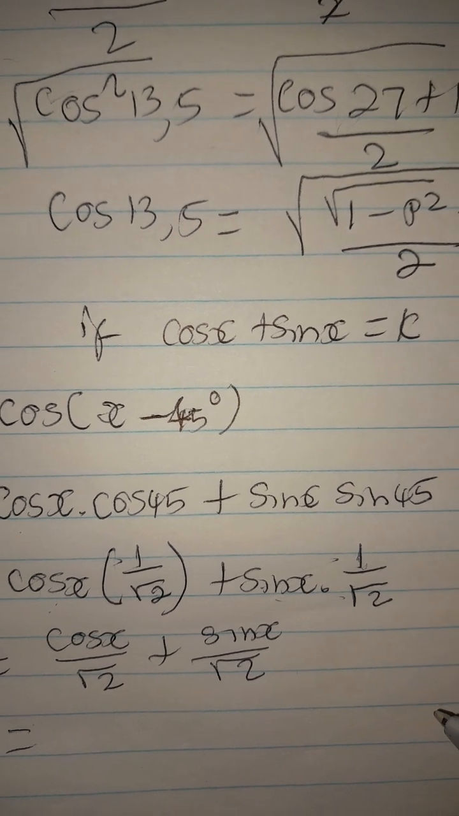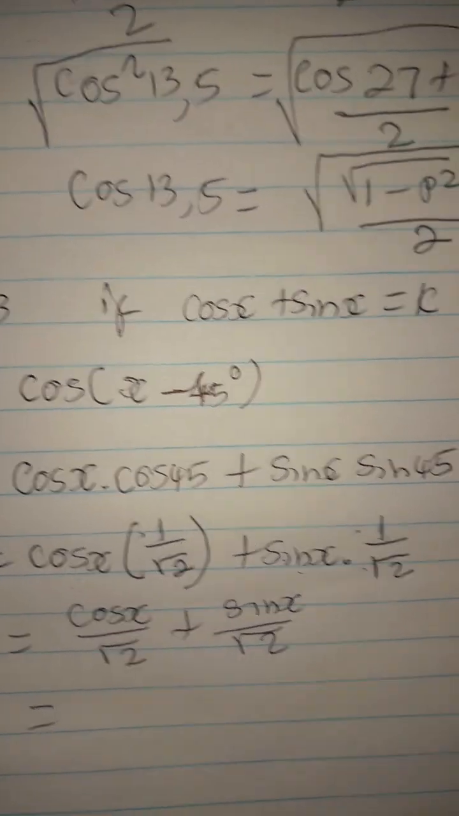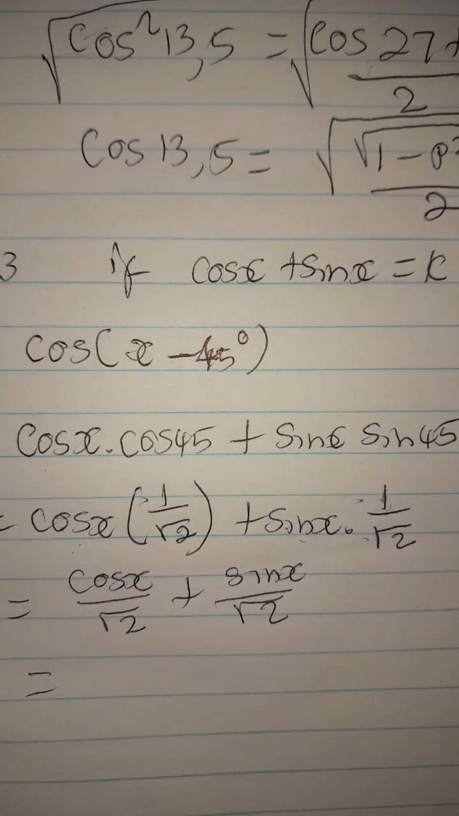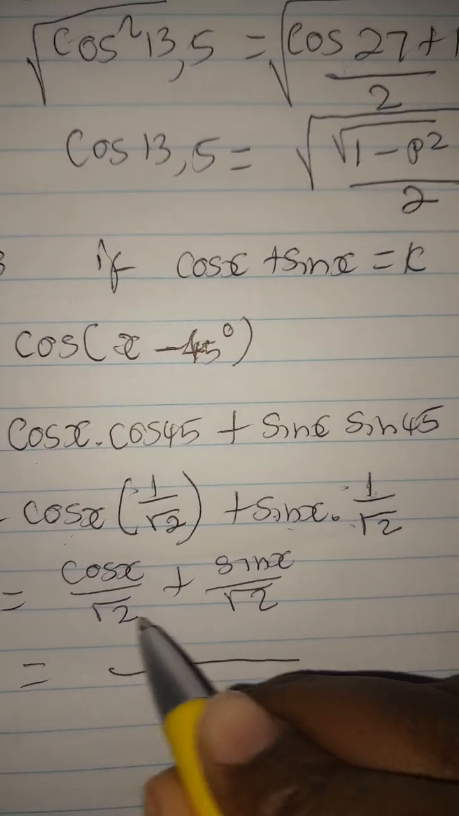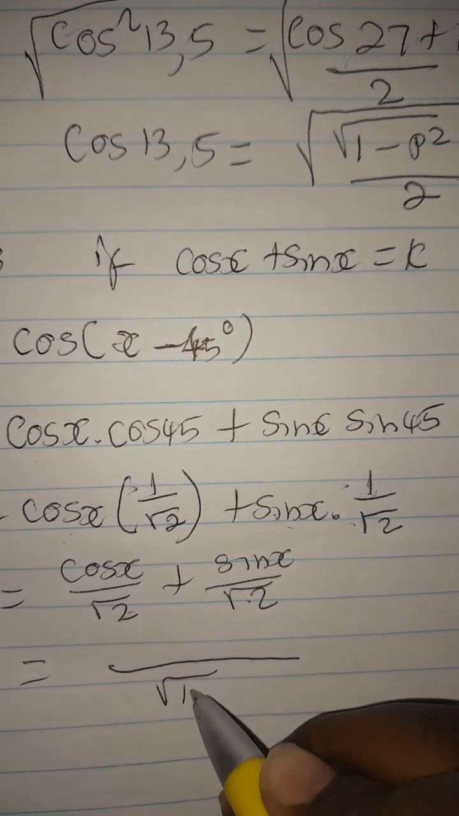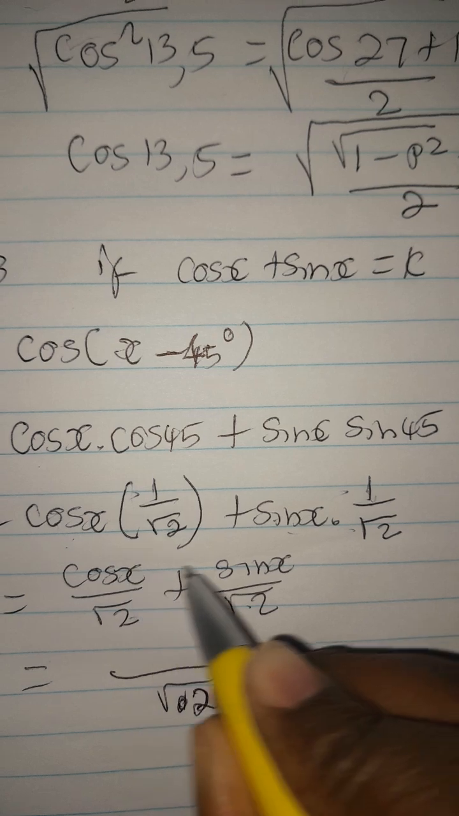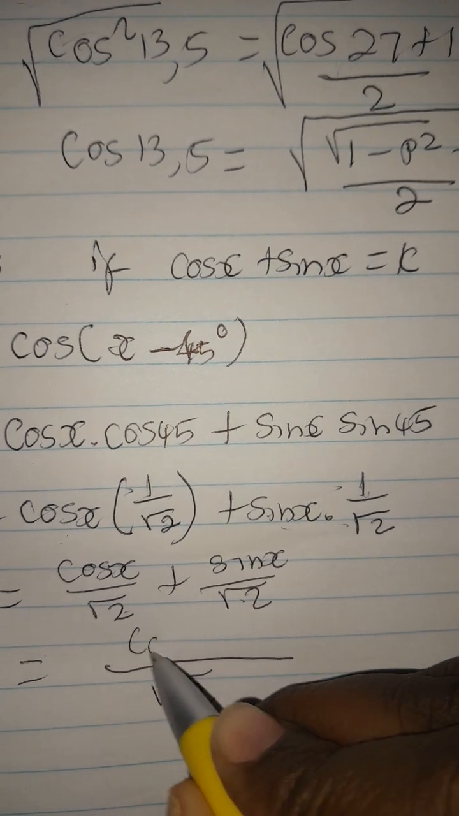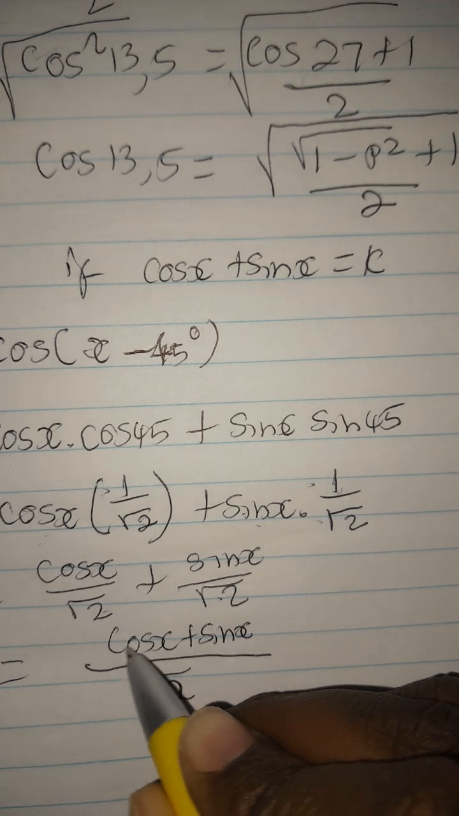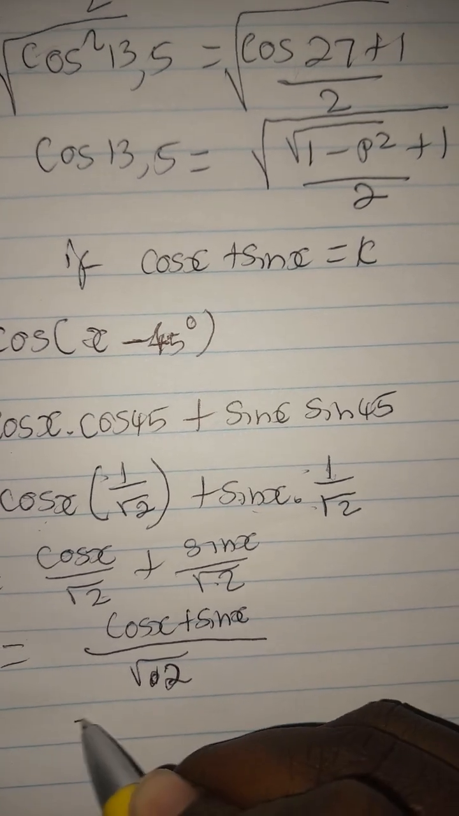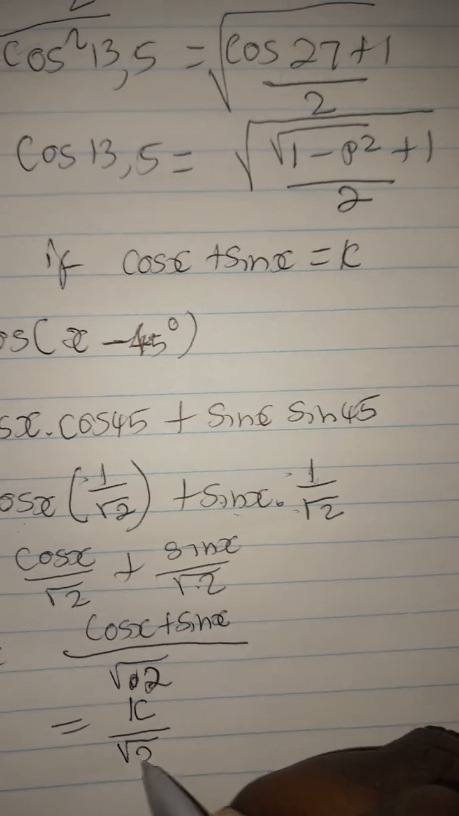Yes, we are on our part 2 video. When we left our video, guys, we were at the stage where we have the same denominator. You add the numerators, so we have root 2 there. Then cos x plus sine x, you add the numerators, right? Remember that cos x plus sine x was given as k, so your answer will be k root 2, right?